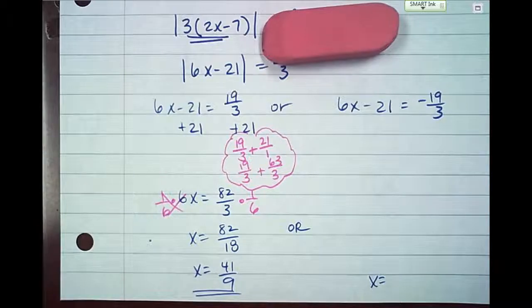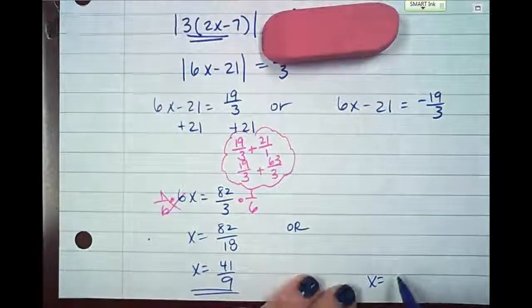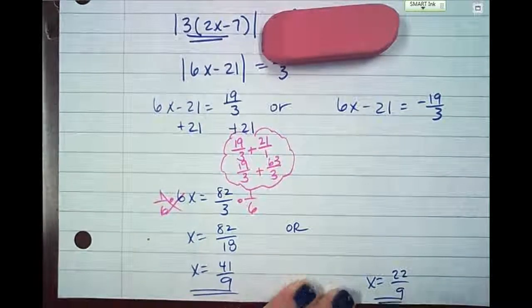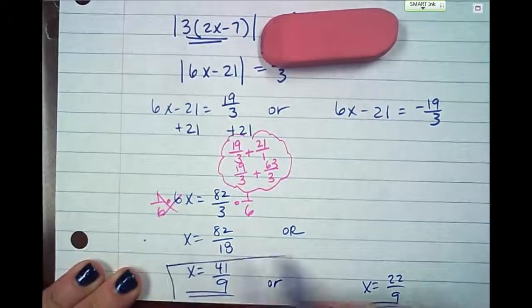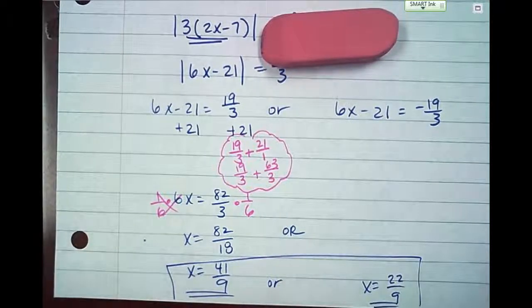What did the right side do? What did you guys over here? So 41 over 9 is 1. What's this side? Is it 20? Do I get 22 over 9? Okay. So there's your other answer. That one was a really long one. Do you understand it though?